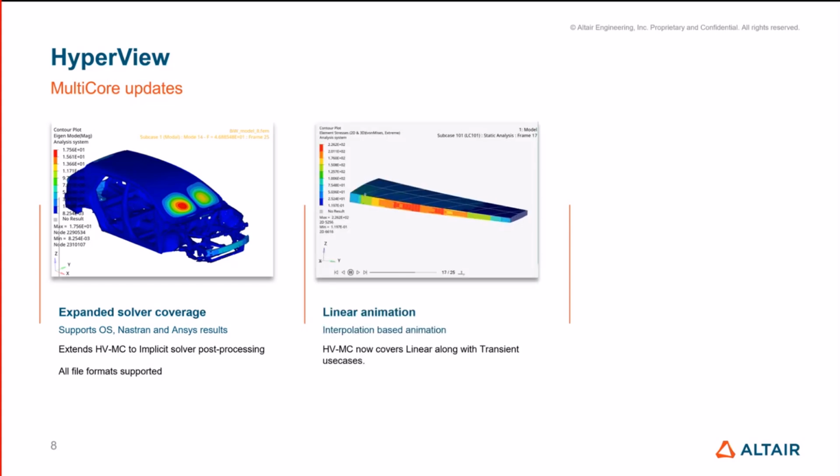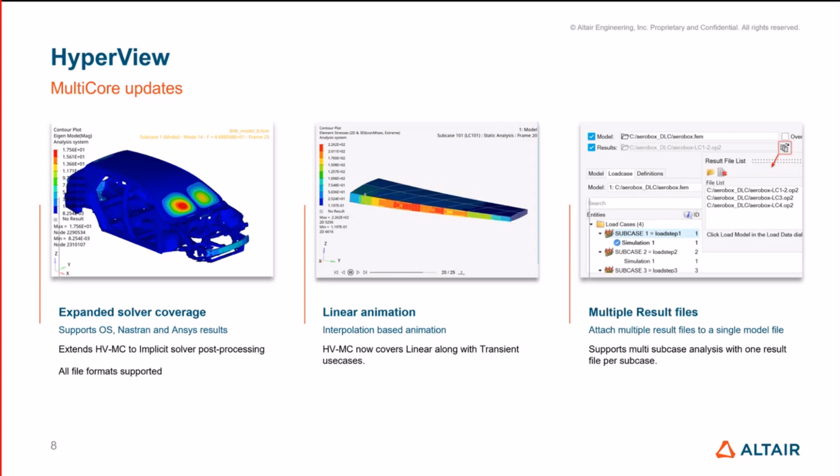Next highlight, as far as this release is concerned, is again related to this expanded solver coverage. We now have the option to do a linear animation in HyperView multi-core. Up to 2024.1, HyperView multi-core supported only transient animation mode. But now we are able to do an interpolation-based animation. So what we are able to do is generate animation steps inside HyperView to show linear animation. So with that, HyperView multi-core now covers linear as well as transient use cases.